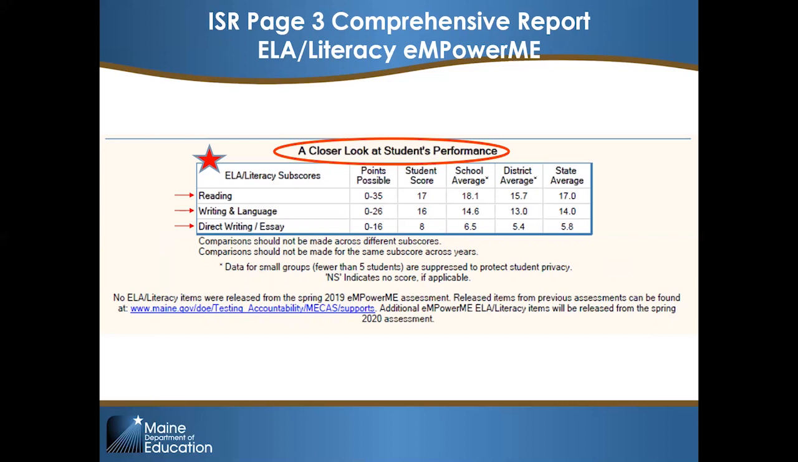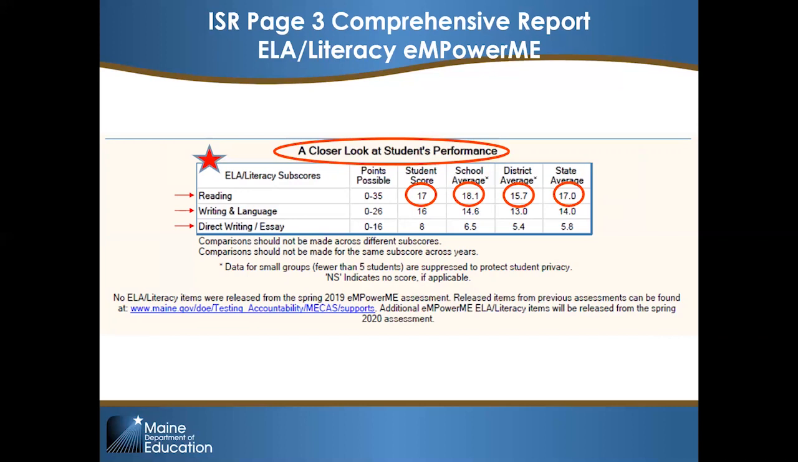This chart provides information on how the student performed on ELA sub-score categories compared to other 5th grade students in the school, district, and state. Chase scored 17 points on the assessment items that were about reading. The Buford School scored an average of 18.1. The Lenox District scored an average of 15.7. And the state scored an average of 17.